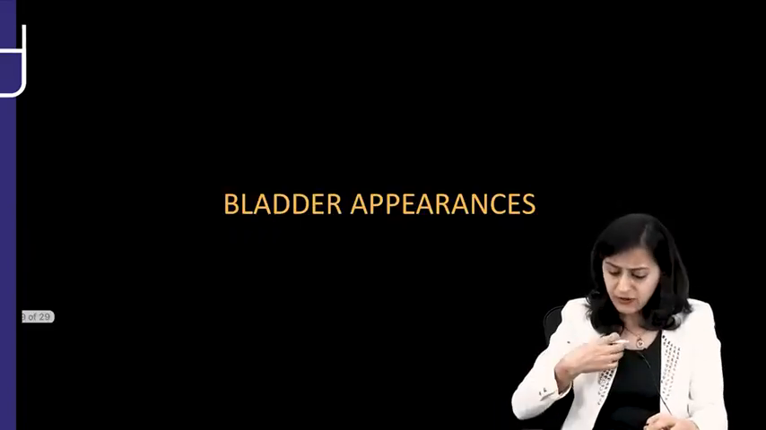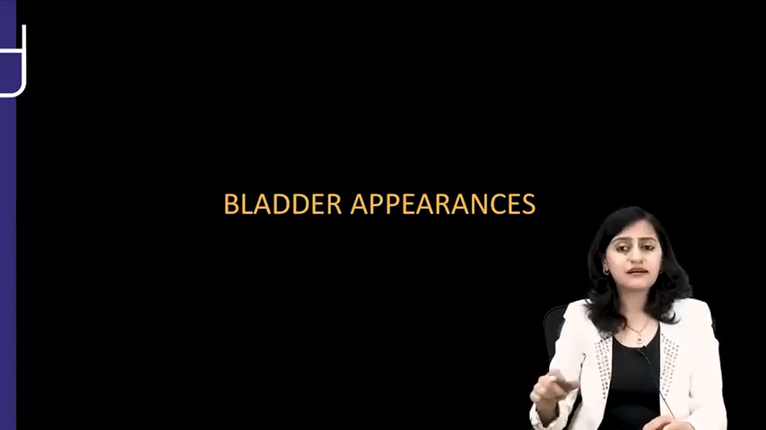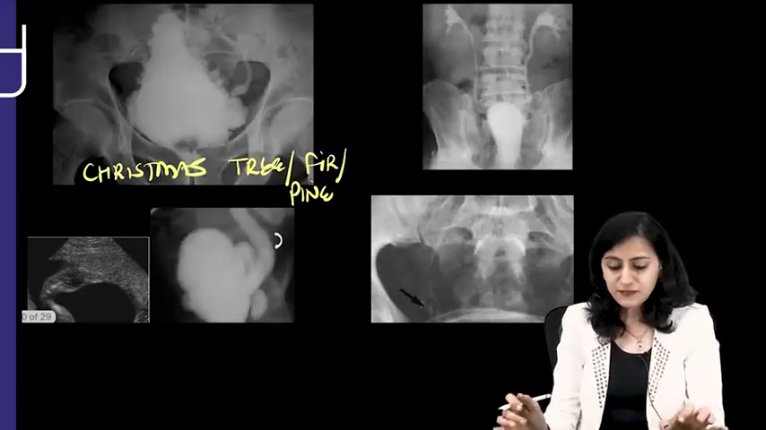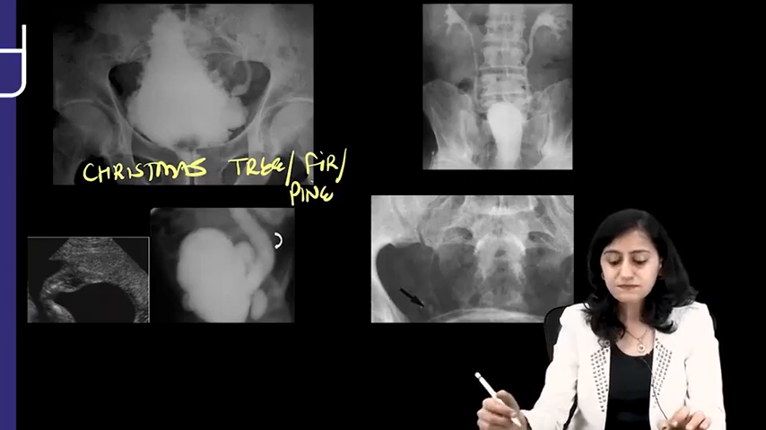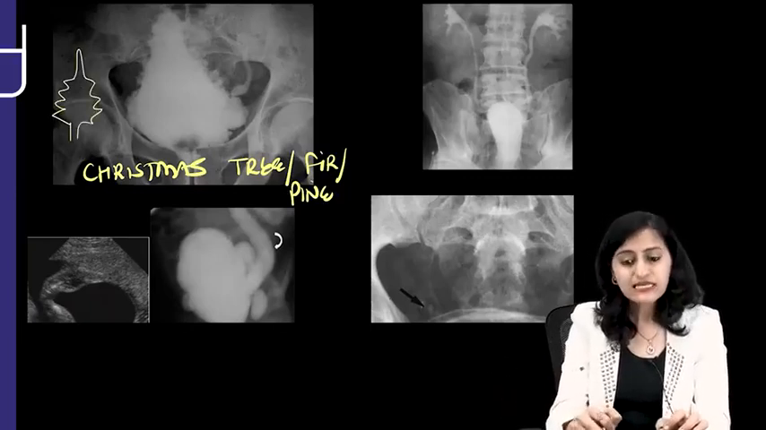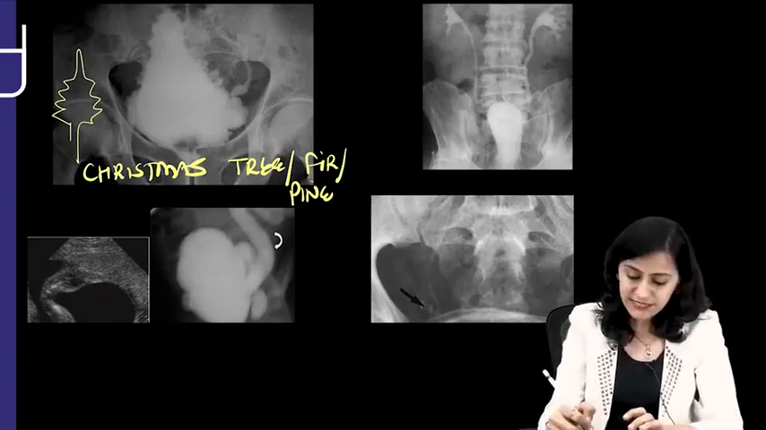because TB is one of the causes of renal papillary necrosis. Okay. Now going on to the next one, the bladder appearances. So what do we have in bladder appearances? First one here is the Christmas tree appearance of the bladder, right? So like the Christmas tree, the bladder is elongated, right?